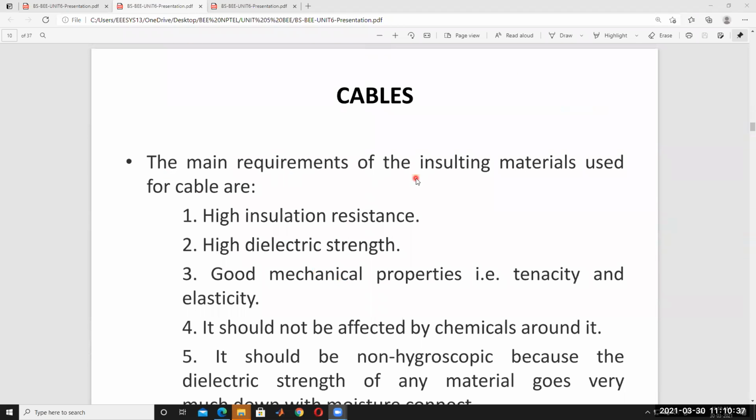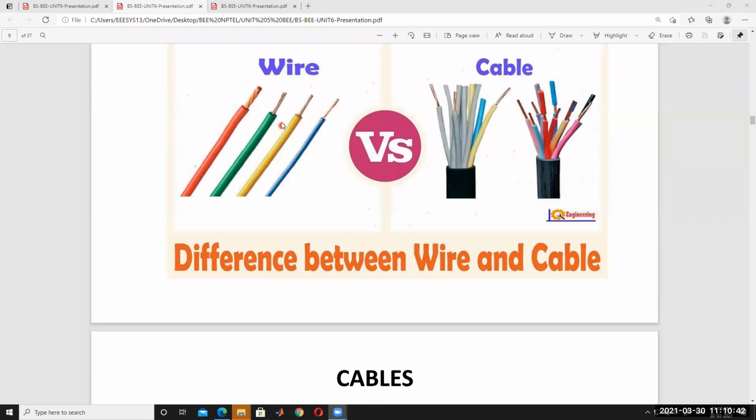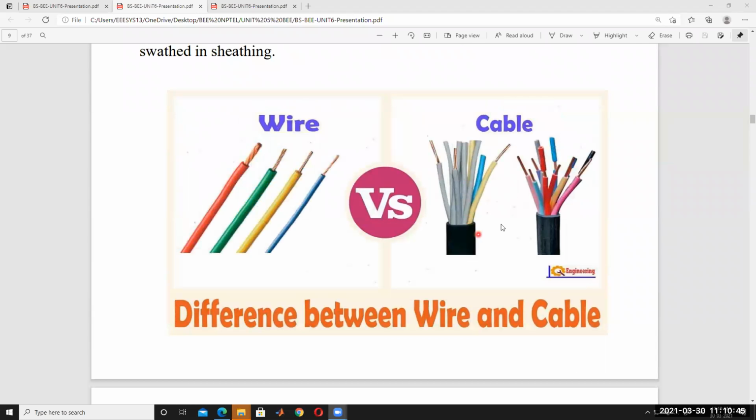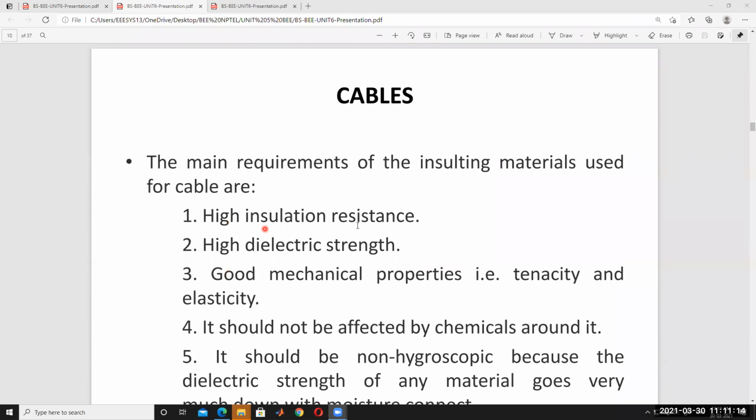Now, the main requirement of the insulating material used for cables: cables are designed using some insulation material, called an insulator. To isolate this wire from that wire, insulation is required, and also to isolate phase from earth, some insulation is required. That isolation is called insulation, and it must have high insulation resistance.